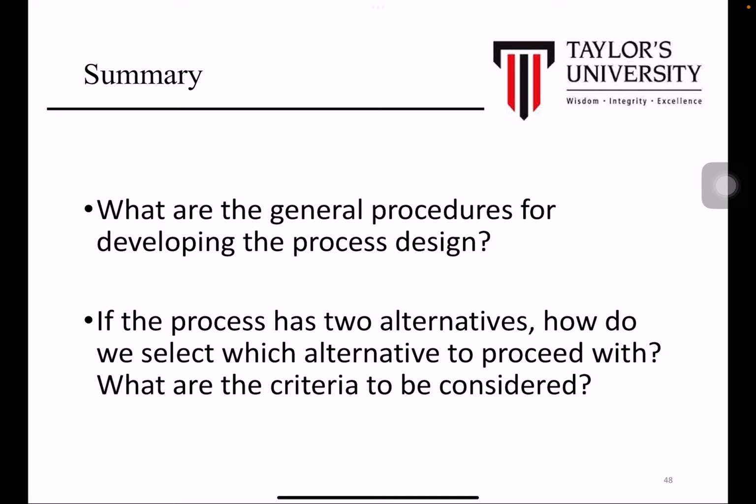Also, if you have 2 processes or alternative processes, how do you select which alternative to proceed with? As we discussed, it will be based on your cost estimation, and you can also select it based on the sustainability criteria. So you need to perform basically the feasibility study to select your most efficient process pathway. You can list down the various criteria to be considered while selecting the most feasible process.